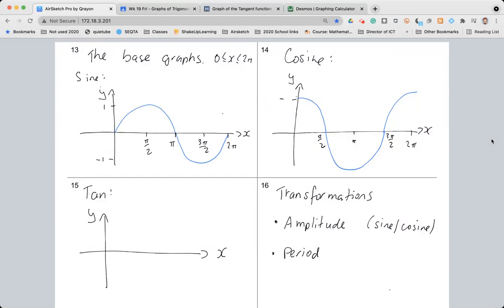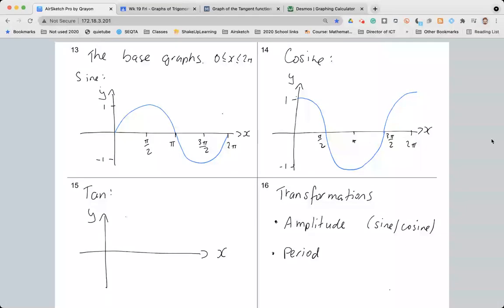Put in the maxima and minima, 1 and -1, and we're done. So I draw the graph first, then put all the critical information in. For tan, I would start with the asymptotes first.